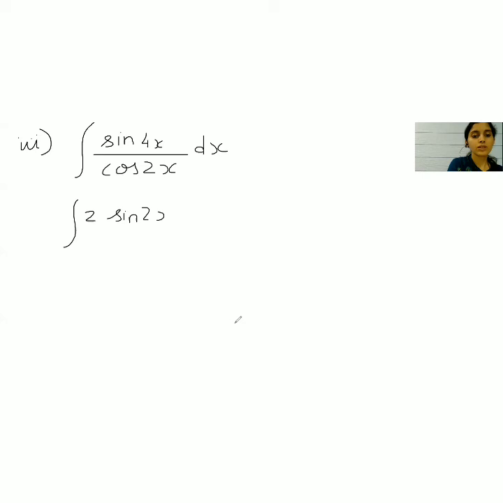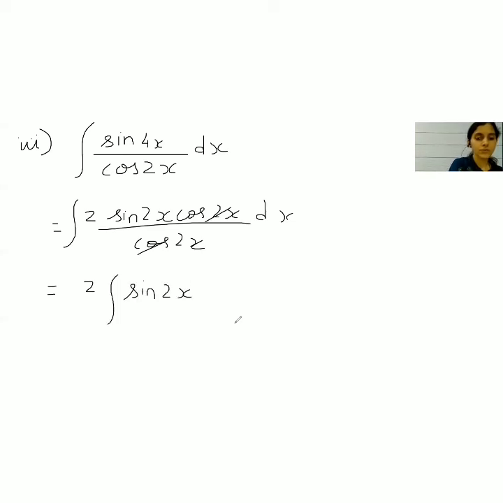Let's move to the third one. Integration of sine 4x upon cos 2x. Simple enough. Yes. So sine 4x can be written as 2 sine 2x cos 2x, right? Double angle formula. And we have cos 2x already there in the denominator, so it will get cancelled out. Right? So we are going to get 2 outside, integration of sine 2x dx.